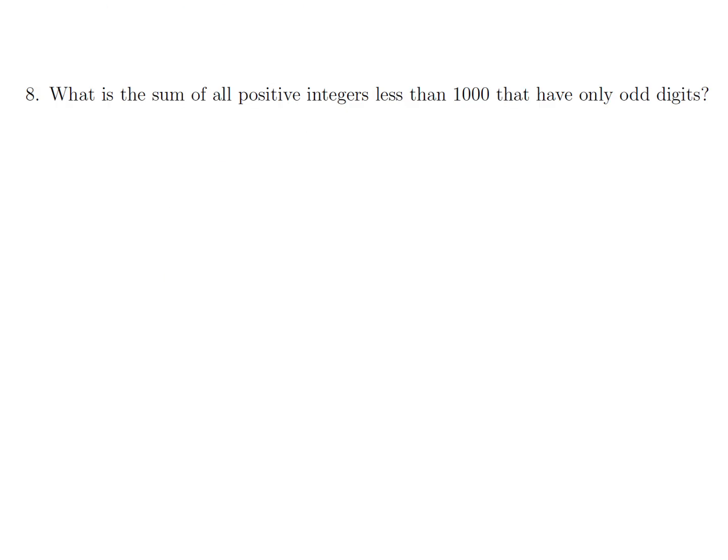What is the sum of all positive integers less than 1,000 that have only odd digits? So we are choosing from all the positive integers all the way up to 999. So that is our range. But we only want the ones that have only odd digits. So let's break this down.